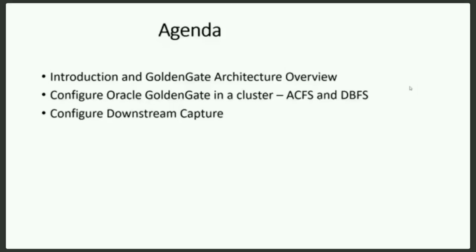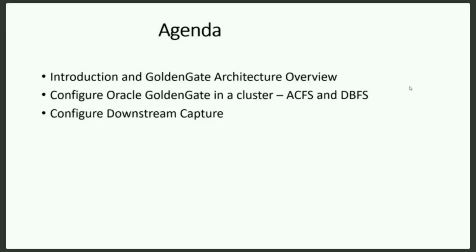So let's go quickly into the agenda for today as we have quite a bit to discuss. I'll start off with a very brief introduction about the GoldenGate architecture and give you a brief overview of what GoldenGate as a product can do. And the main topics are, as part of the advanced configuration, how do you configure GoldenGate in a cluster, providing high availability on, say, Exadata, for example, and we look at how to use ACFS as well as DBFS to provide the high availability for GoldenGate in a cluster.